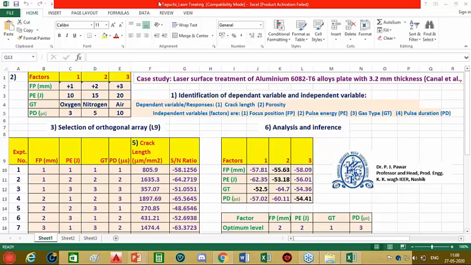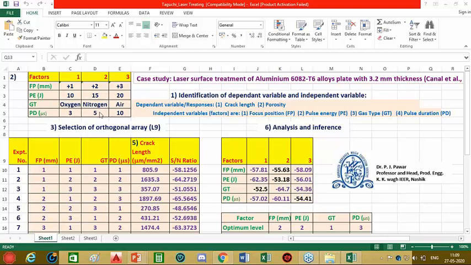Let us consider a case study of the laser surface treatment process of an aluminum alloy plate. Suppose we consider the objectives as crack length and porosity on the treated surface. The factors we consider here are focus position, pulse energy, gas type, and pulse duration. So we consider these 4 factors, and each factor is considered at 3 levels. For example, the focus position is +1 at level 1, +2 at level 2, +3 at level 3, and so on. Similarly, gas type is oxygen at level 1, nitrogen at level 2, and air at level 3, and so on.